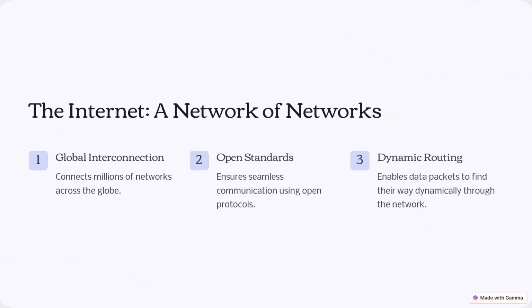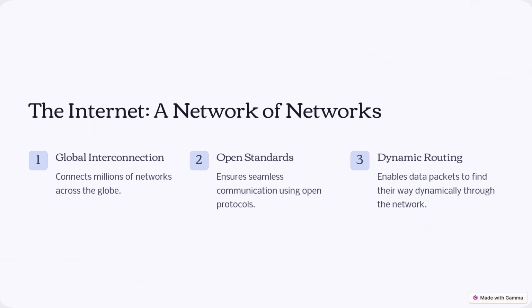The Internet is often described as a network of networks, but what does that mean? Essentially, it's a massive global system that connects millions of smaller networks together. These networks could be anything from your home Wi-Fi to large corporate networks, or even entire countries' infrastructures.